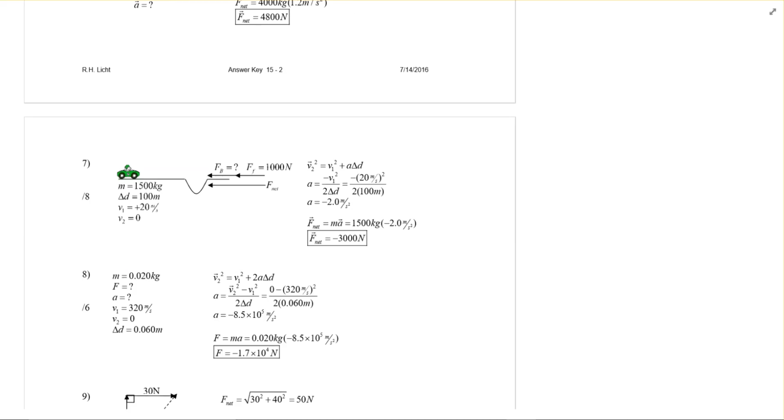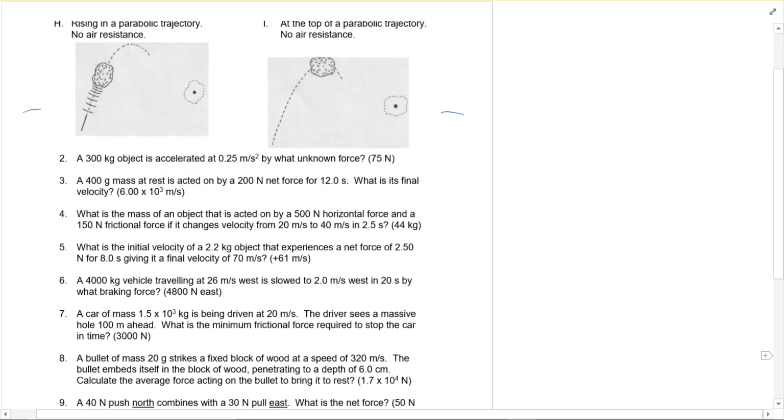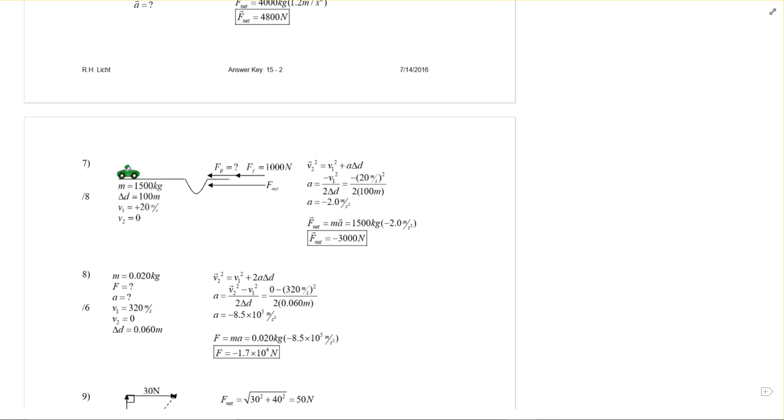So let's read this first. It says, a car of mass 1.5 times 10 to the 3 kilograms is being driven at 20 meters per second. The car sees a massive hole 100 meters ahead. What's the minimum friction force required to stop the car in time? Okay, you can ignore this part. So we have this info.